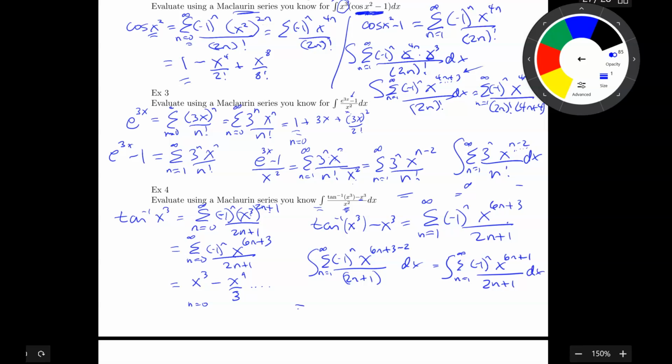Okay, so now let's integrate. So I get negative 1 to the n, x to the 6n plus 2, over 2n plus 1 times 6n plus 2, plus a c, and make sure the sum starts at 1.